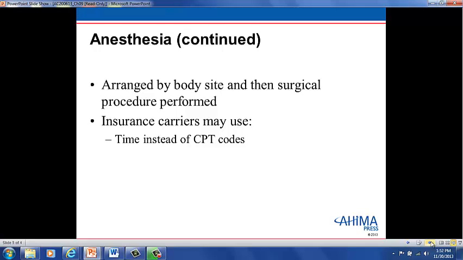Counting the anesthesia time should begin when the anesthesiologist starts preparing the patient for induction of anesthesia, usually in the operating room, and end when the anesthesiologist is no longer in attendance.